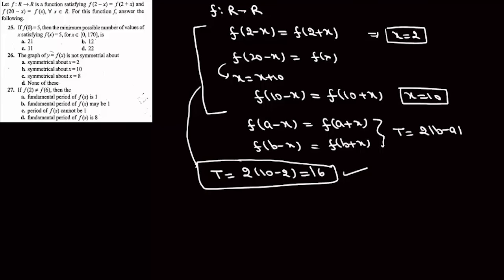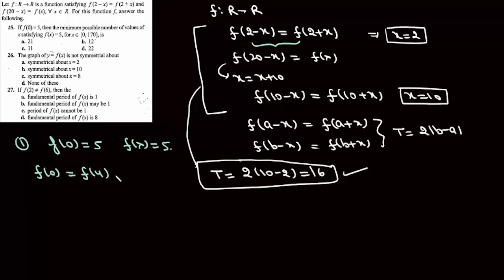The first question is, if f(0) equals 5, then the minimum possible number of values of x satisfying f(x) equals 5. Now we know that f(x) is symmetric about 2. So f(0) will be the same as f(4), and both of them will have the value 5. So in one period, there'll be 2 solutions.